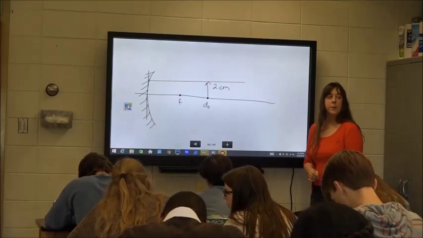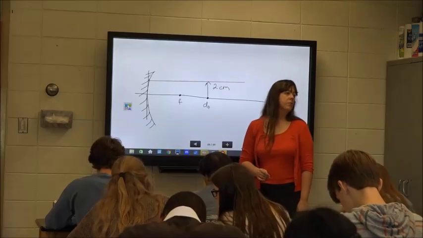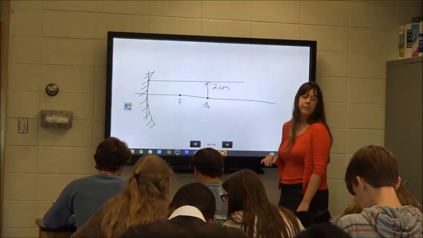It doesn't matter if it lines up with the edge of the paper. We don't care about the edge of the paper. Just make sure everything's parallel to that principal axis and you'll be great.